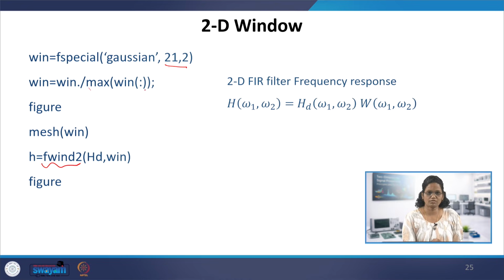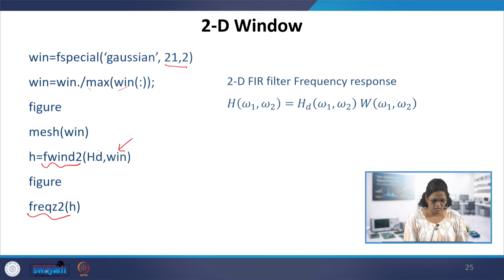Find this window, normalizing this win by the maximum of all the values of win. Now just normalizing it to have the maximum value 1, and then use this in the fwin2 function, hd comma win. So this gives the impulse response of it, and then take the frequency response of h.